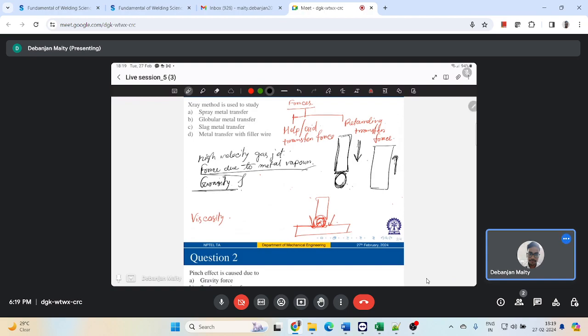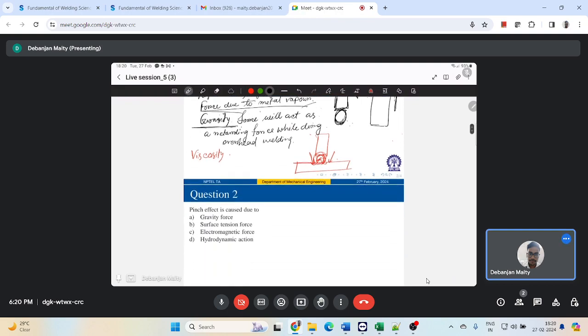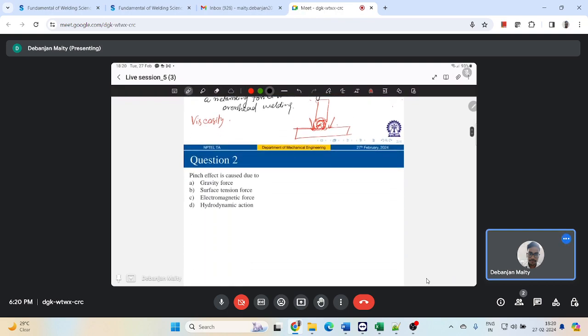So gravity force will act as a retarding force while doing overhead welding, right?